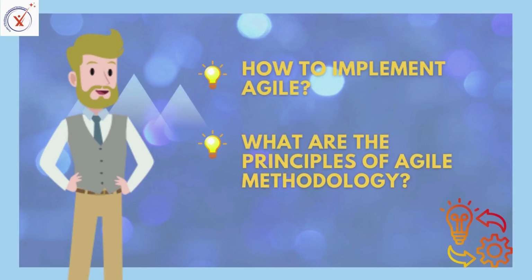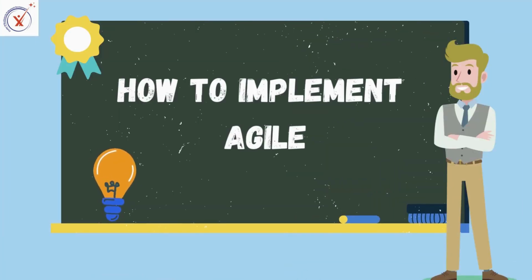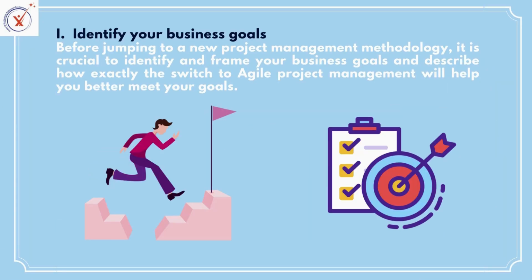Previously we saw what is Agile and why do we choose Agile. Now we are going to know about how to implement Agile and what are the main principles of Agile methodology. Let's understand how to implement Agile. First, identify your business goals.